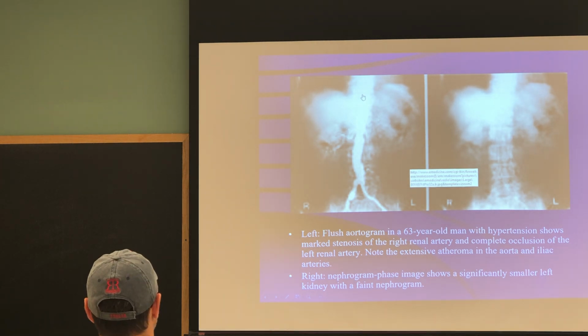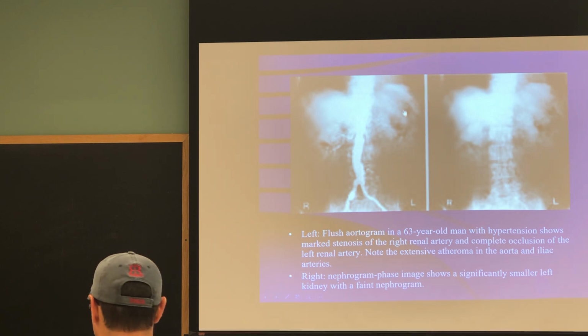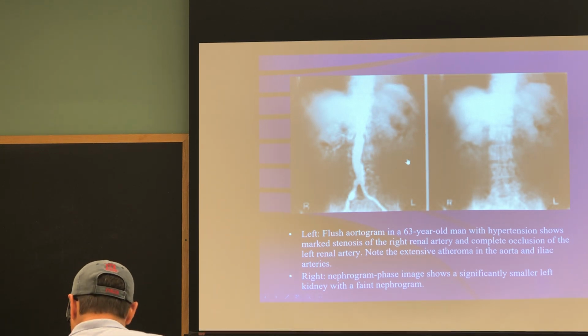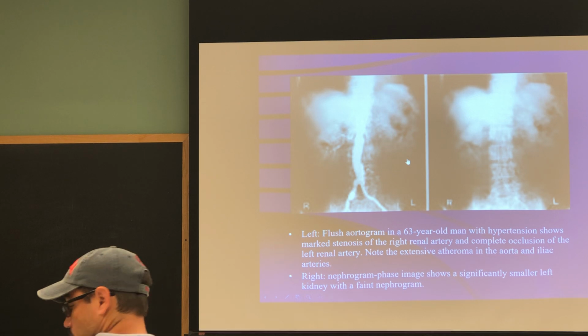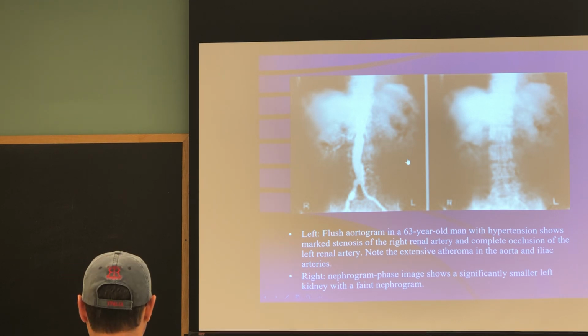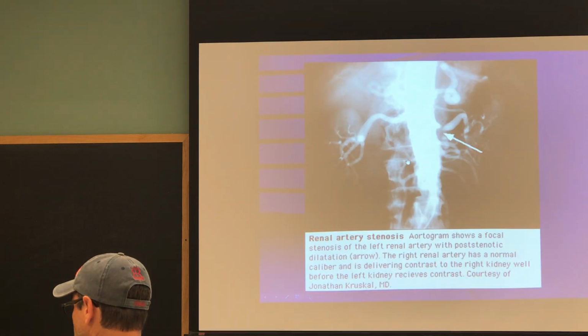What about here? Even though they do have bilateral renal artery stenosis in this patient, you're able to see the image of the right side better than the left. The left is like a shadow. Okay? Again, I'm not going to give you this image, but it's interesting, and I need you to see it.